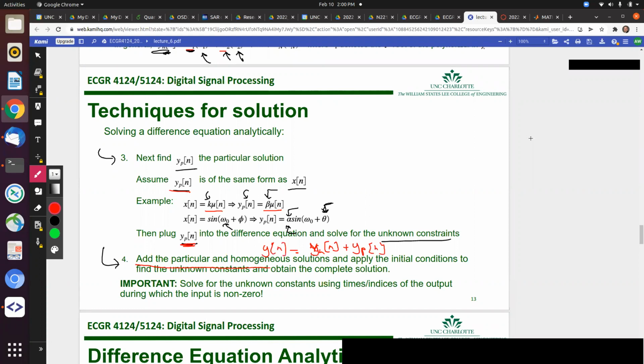Now we know that YH of n will have unknowns in it. If it's a first order difference equation, it'll have alpha 1. If it's a second order difference equation, it'll have alpha 1 and alpha 2. At that time, you solve for alpha 1 and alpha 2. You had a question?